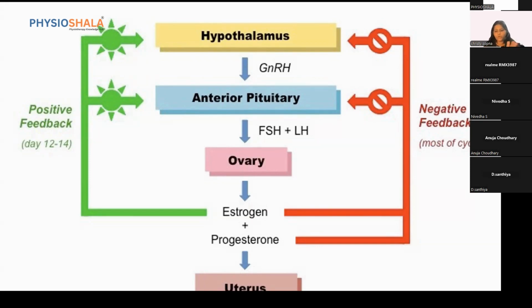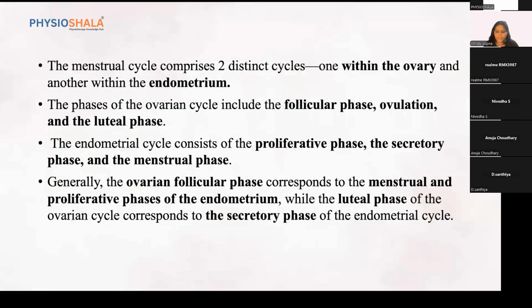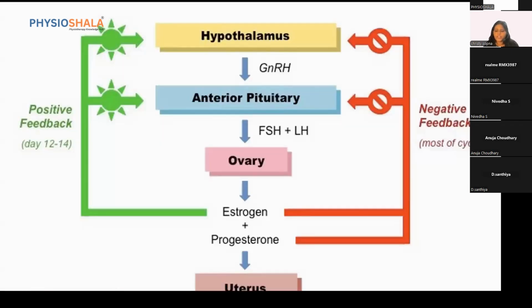Ovulation is on the 14th day. So days 1 to 13 are the proliferative phase, then ovulation, and the last one is the luteal phase. During the first 13 days, FSH will be at its peak because the follicle will start growing little by little. On the 14th day, LH will peak. LH will rupture the follicle and the ovum gets released. So FSH is responsible for the growth of the ovum, and LH is responsible for the rupture and the release of the ovum from the ovary.